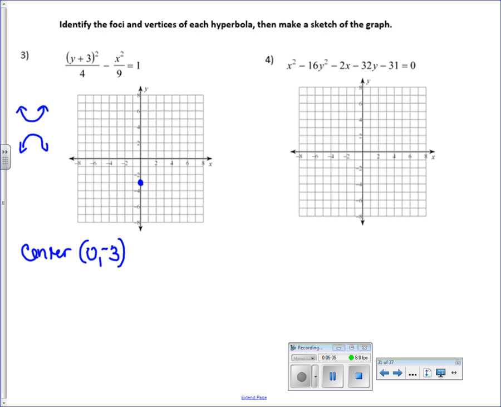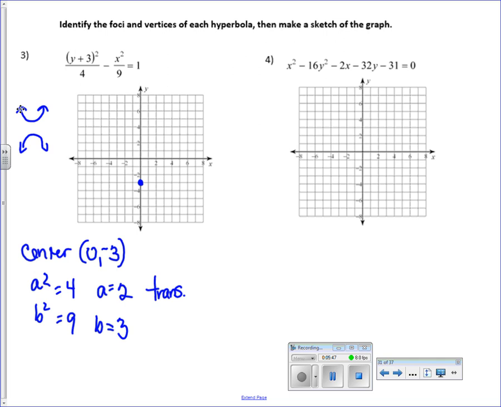Okay, then the next thing I like to do is find my A and B values. With a hyperbola, this is always the A squared value, and this is always the B squared value. It doesn't switch around like an ellipse does. So this is A squared, which is equal to 4, and B squared is equal to 9. So A is 2, B is 3. Everybody okay so far?